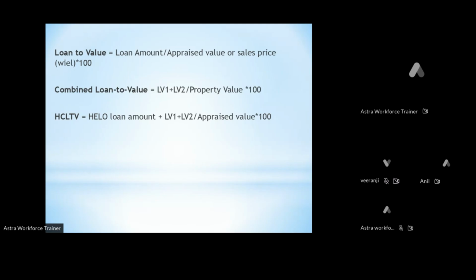CLTV is the combined loan to value. That is the existing loan amount, LV1, plus the current loan amount, LV2, divided by the property value, times 100. HCLTV includes the HELOC amount. The HELOC amount is nothing but the equity amount on the property.